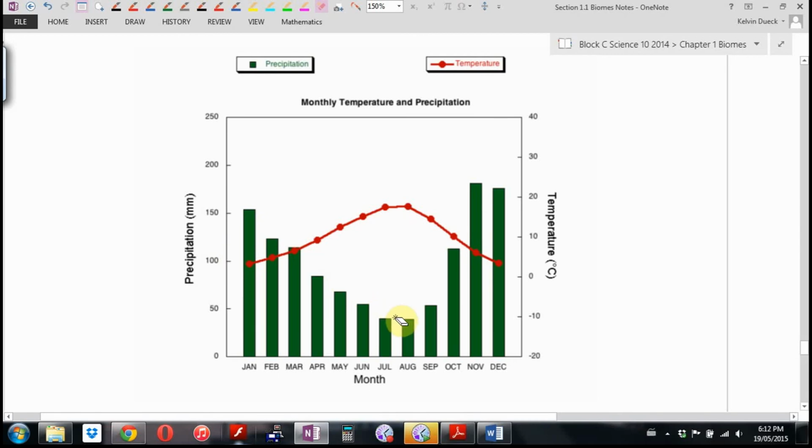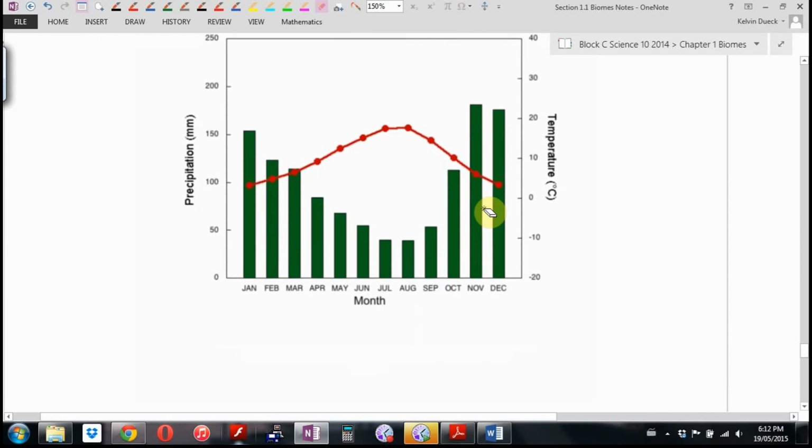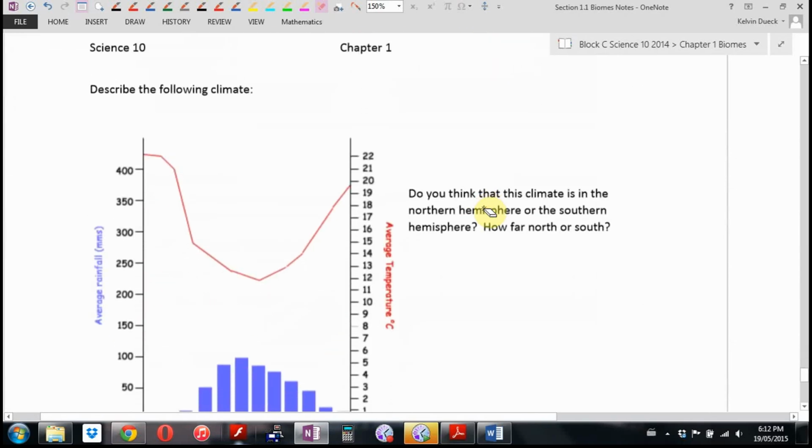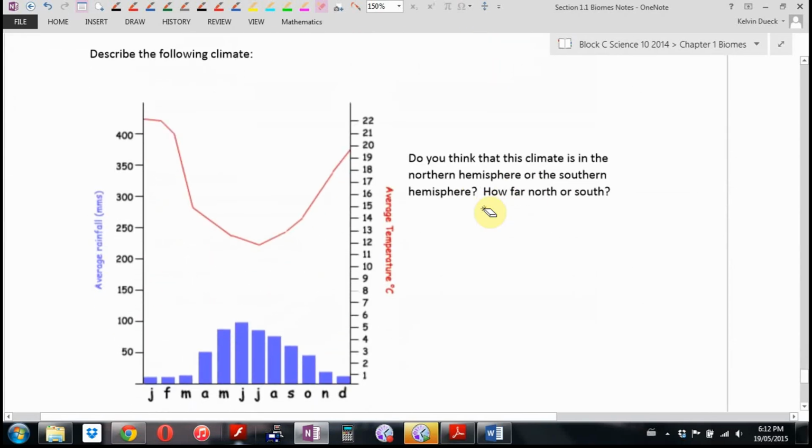Gets drier, gets wetter, gets hotter. Notice, though, there's not that big a difference between the average cold and the average hot. This does not have huge temperature swings, although there's a pretty big difference in the rainfall. Now we're starting to talk about climate. Describe the following climate. Okay, how would I describe this?